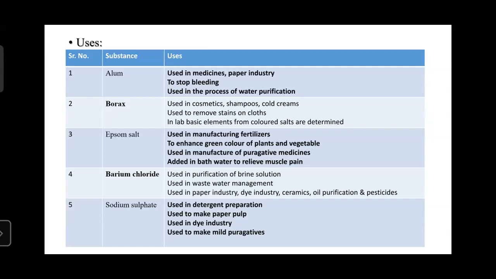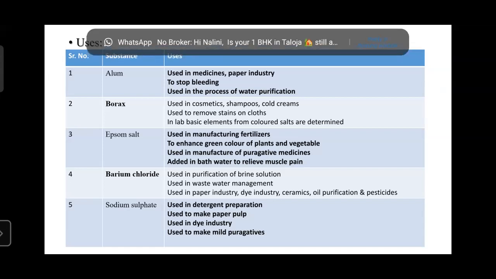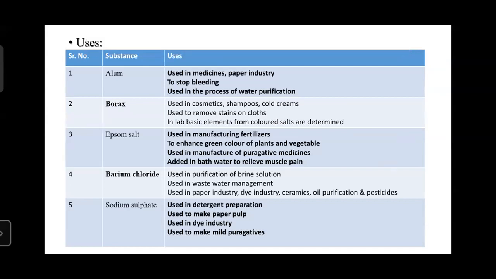Barium chloride is used in purification of brine solution. Also, it is used in wastewater management. Barium chloride is used in the paper industry, dye industry, ceramics, oil purification, and pesticides also. Then the last one, sodium sulfate. Sodium sulfate is used in detergent preparation and to make paper pulp. Sodium sulfate is used in the dye industry and in making mild purgatives also.